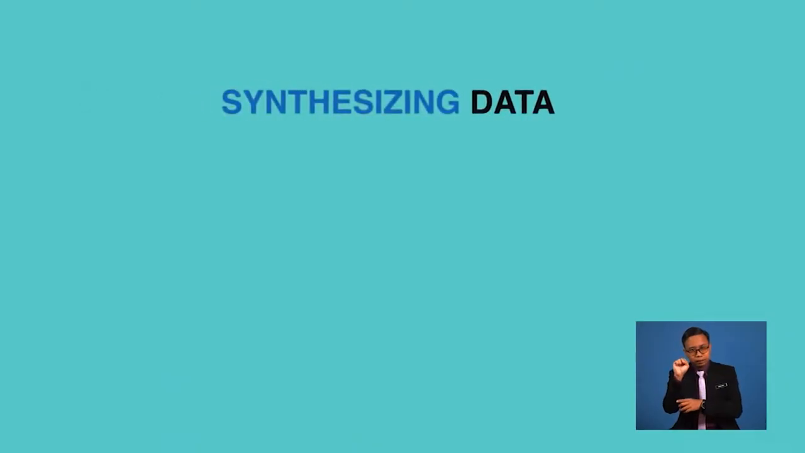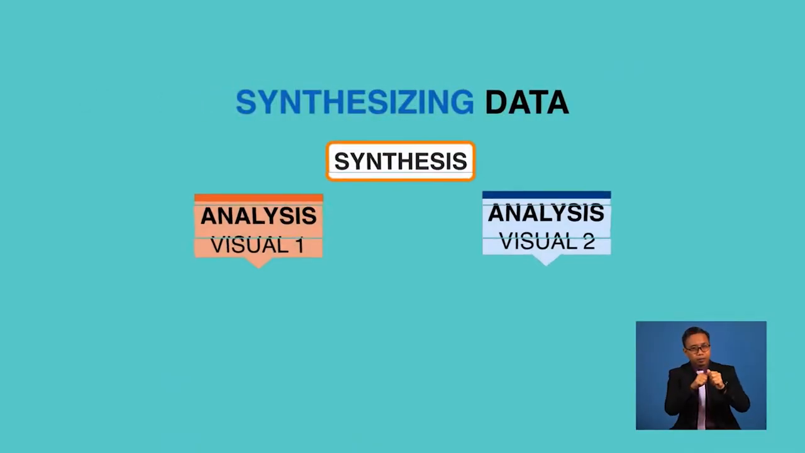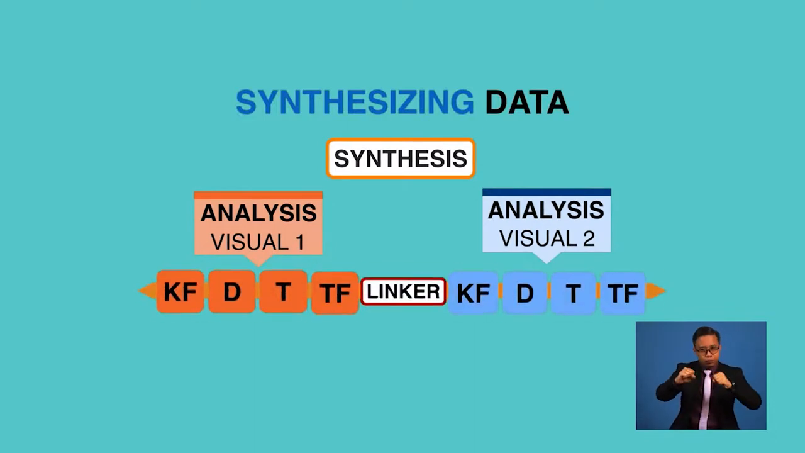Based on this sentence, can you see the combination of information from Figure 1 and Table 1? And what is the word used to link both visuals? Yes, the word is "as". Based on the example of the synthesis given, we can deduce that synthesis is the combination of analysis from Figure 1 plus linker plus analysis from Table 1.